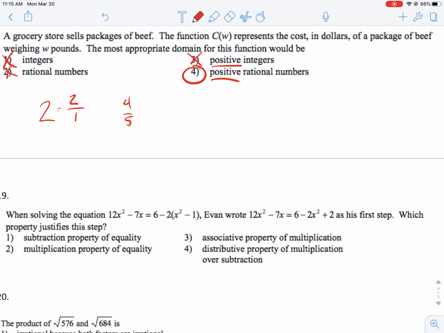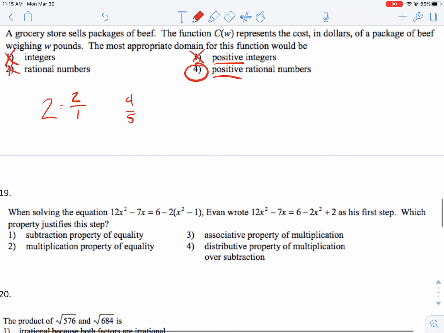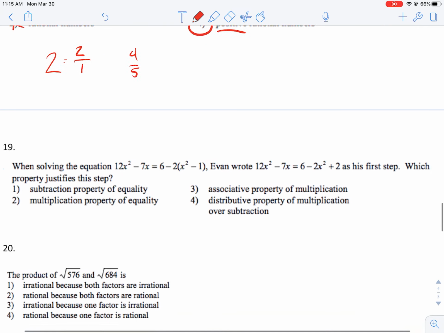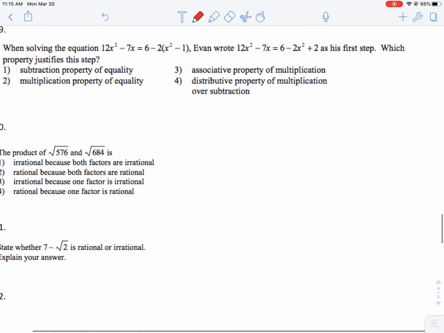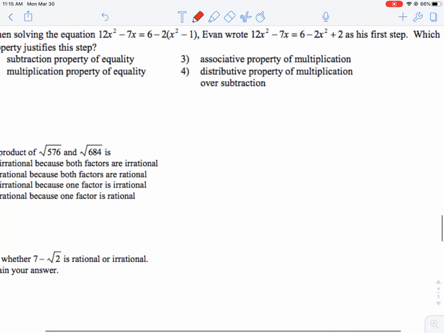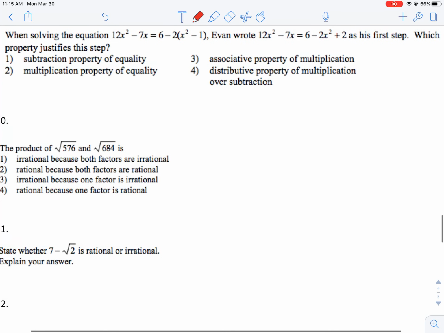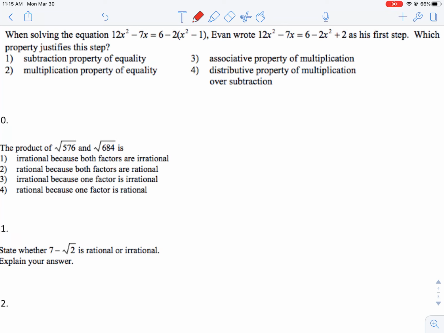Positive rational numbers. So you have whole numbers. Don't forget 2 over 1 is just equal to 2, so that's a whole number, but we can represent it as a fraction as well. That is number 18. Number 19.